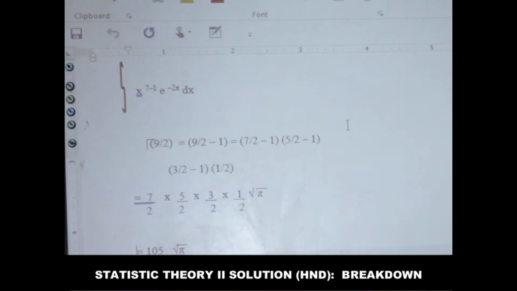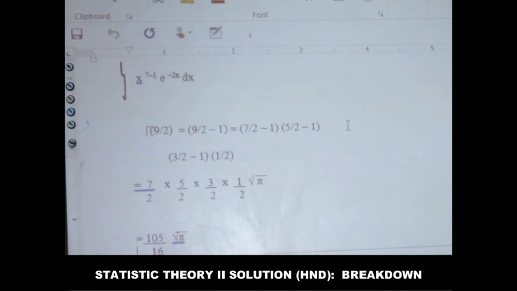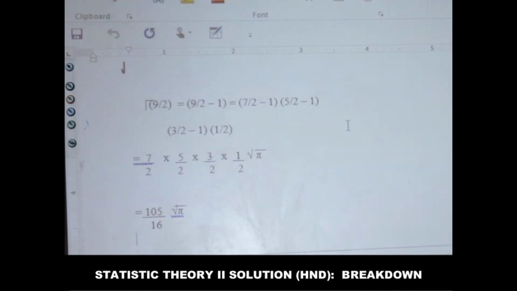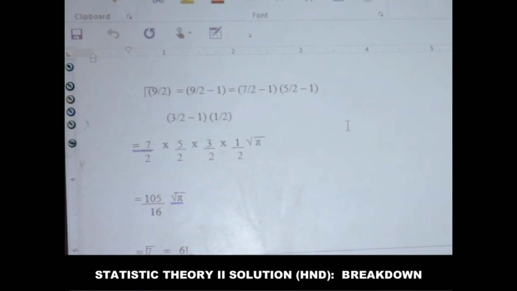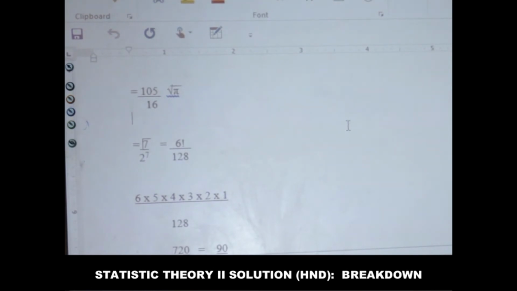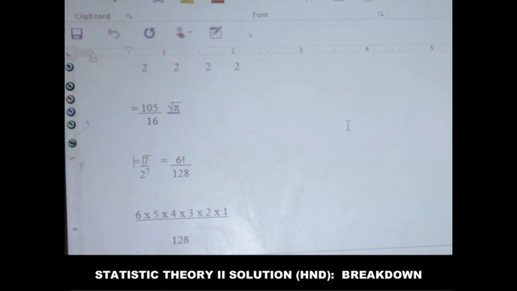Now, picking those set of answers, you have 7 over 2 times 5 over 2 times 3 over 2 times 1 over 2. Please, when solving gamma, your final gamma answer, the ending has to do with 1 over 2 square root of pi. So you have 105 over 16 square root of pi. So break it down.